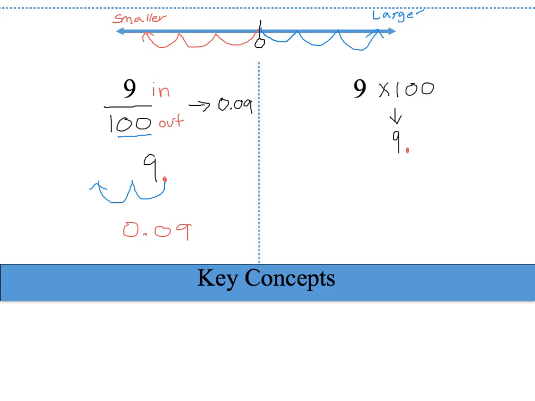Notice that the 100 has two zeros in the place value, and since my number is getting larger, I want to move my decimal 2 spaces to the right. Remember, since the numbers get larger, I move to the right. After annexing some zeros, my answer to this problem becomes 900. So let's use these key concepts to discuss the following examples.